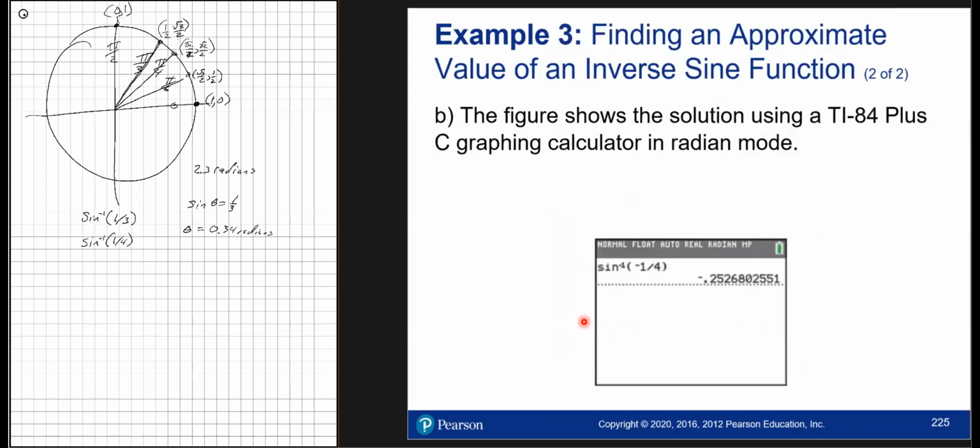All right. Typing it in the way I said here was what they did. So the sine inverse of negative, oh, it was -1. I missed the negative sign. -1/4 gives you an angle measure of negative 0.25 because they're rounding to the second decimal place.